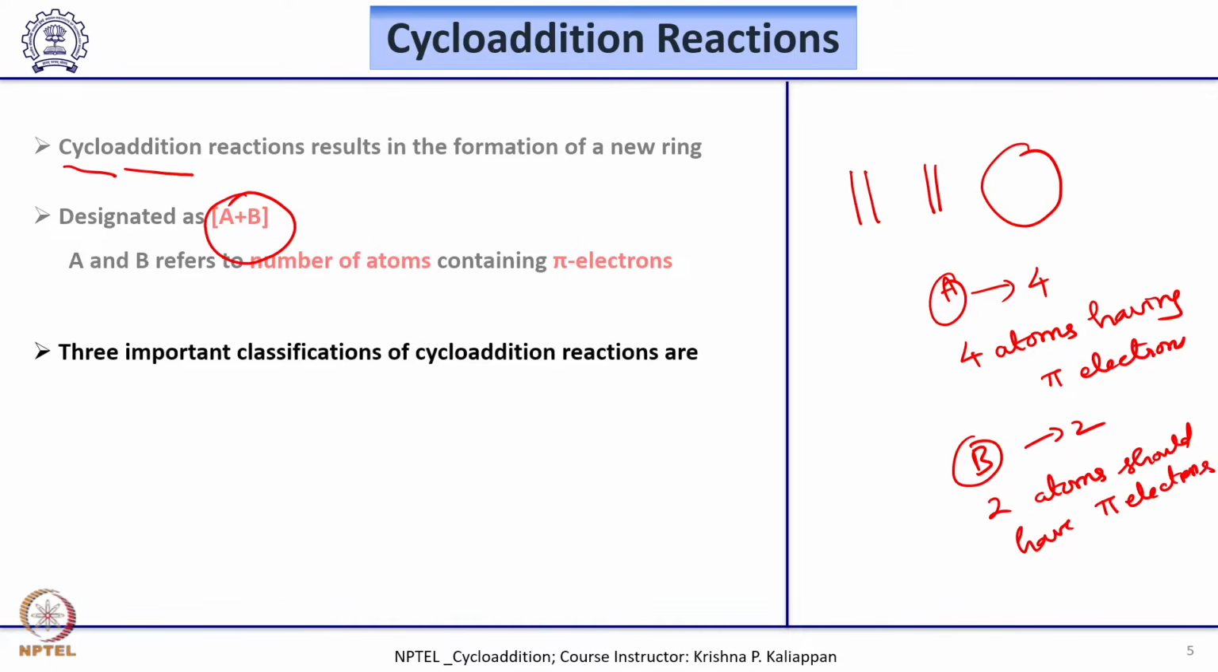And how do you further classify cycloaddition reactions? Already we classified organic reactions, then under that pericyclic reaction, and now under that cycloaddition reaction.